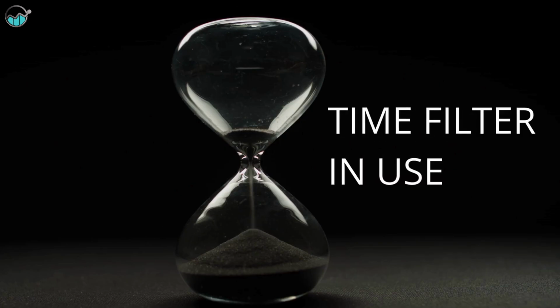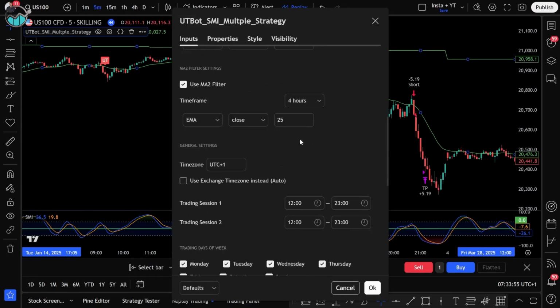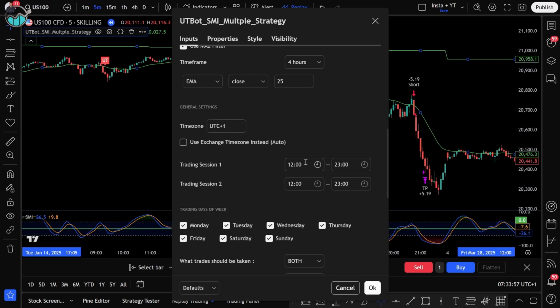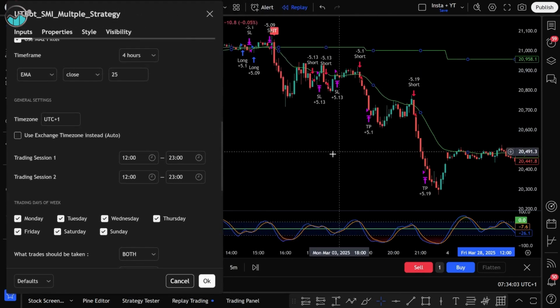Time filter in use. To ensure the system only trades in the phases when the market is truly active, we use a time filter. This only permits trades within defined time windows, for example during the main trading hours of the US market. In addition, certain weekdays can be deactivated.